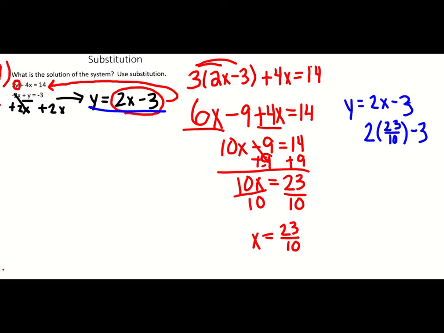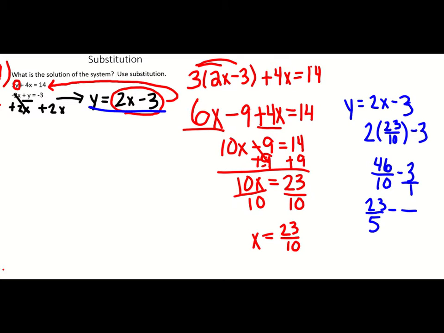With a whole number times a fraction, just multiply the whole number with the numerator. 2 times 23 is 46 over 10. And I'm still going to subtract 3 from that. I want to go ahead and simplify 46 over 10. 2 goes into both of them, so this would be 23/5 minus, I've got to make 3 a fraction by putting it over 1 and get common denominators.